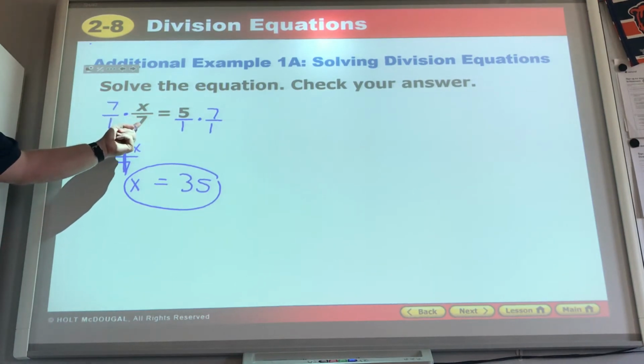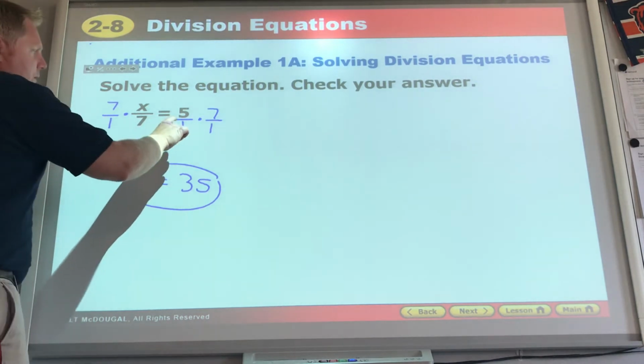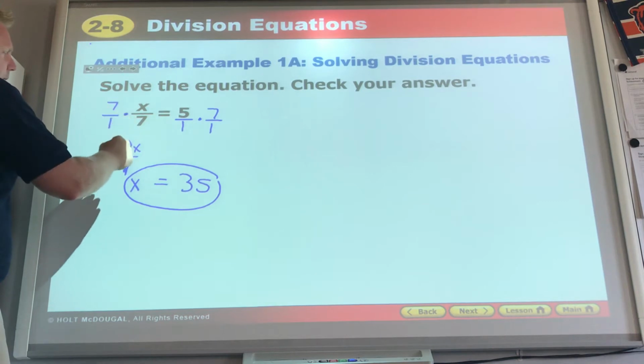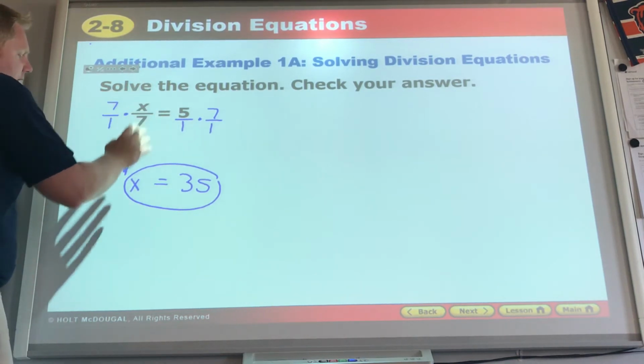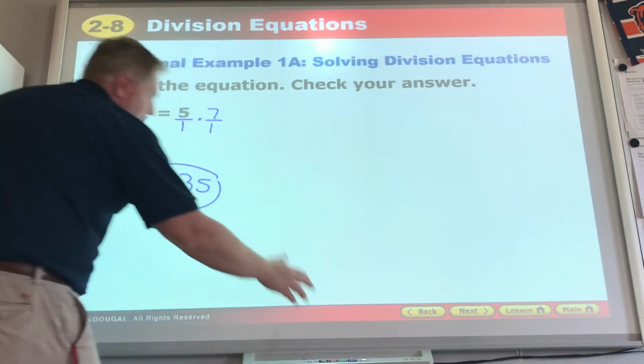35 divided by 7 does equal 5. I always put this 1 as a placeholder here to help me remember, oh, 7 on top, 7 on bottom. That means 7 divided by 7. That makes 1. All right, and we get the x there. Okay, that's my way of showing it. That's my way of securing it.